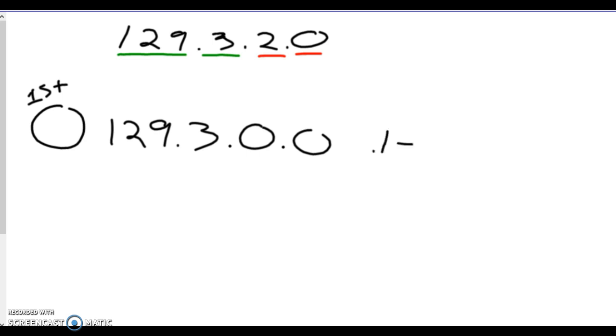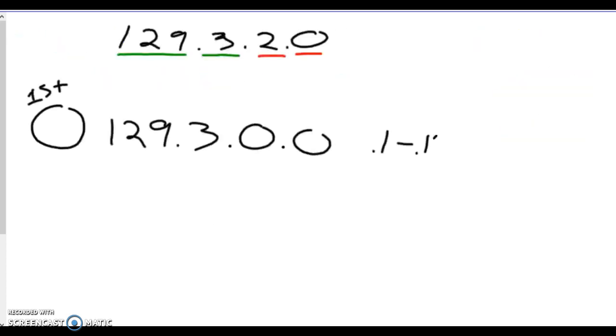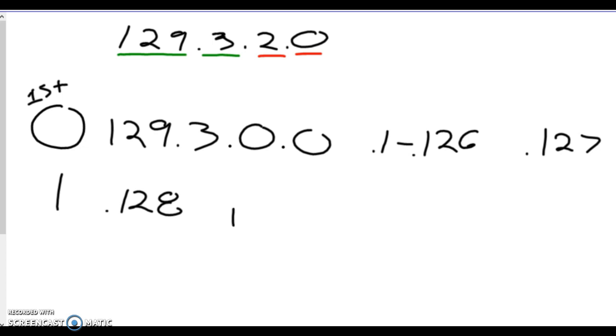The range would be 1 to 128, right? Oops, I'm wrong there. 126. Then 127 is the broadcast, and 128 would start the next one.